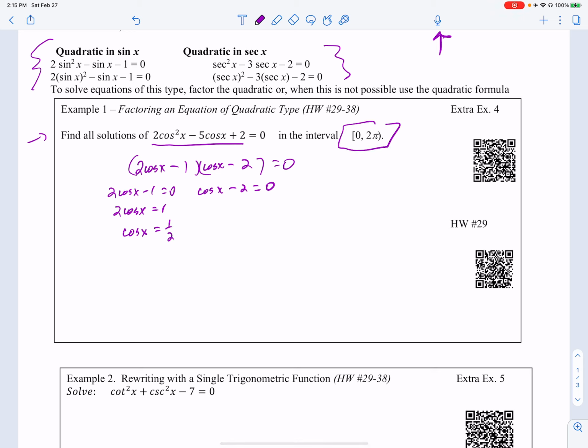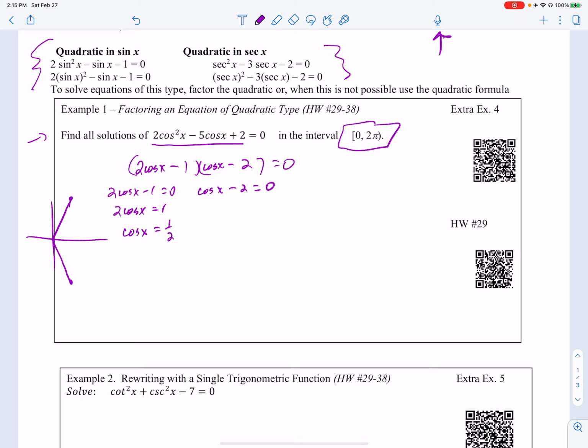But I am now limiting just from 0 to 2 pi. So between 0 and 2 pi, cosine hits 1/2 only in 2 places. So you got to watch the directions. So instead of infinite solutions, it's only within that one rotation, that unit circle. And cosine is 1/2 in quadrants 1, and it is the pi thirds, and in quadrant 4, which is the 5 pi thirds.